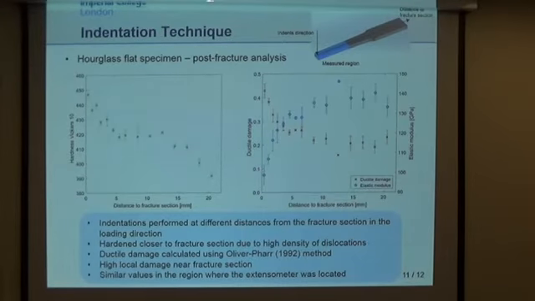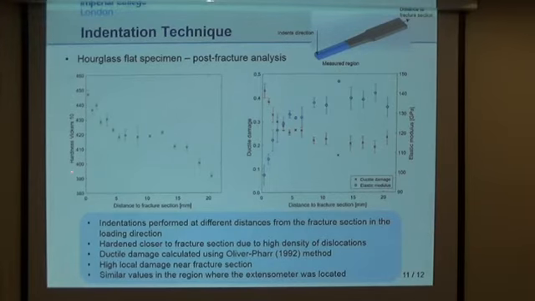And finally, these are the results of the indentation technique. What I have done here is I have taken one of the samples of the previous slide after fracture, and I have taken just this part near the fracture section. I have cut the sample and prepared it, and I have performed indentations in the longitudinal direction of the sample, starting from the fracture section.